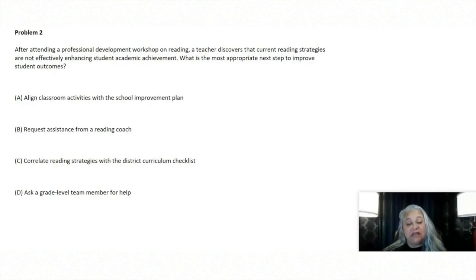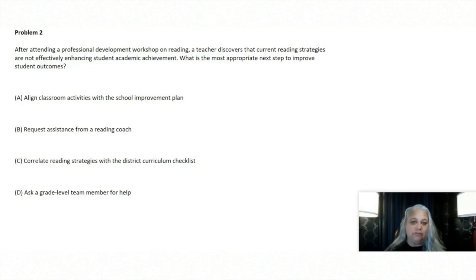Problem number 2 says, after attending a professional development workshop on reading, a teacher discovers that current reading strategies are not effectively enhancing student academic achievement. What is the most appropriate next step to improve student outcomes? Our choices are A, align classroom activities with the school improvement plan. B, request assistance from a reading coach. C, correlate reading strategies with the district curriculum checklist. And D, ask a grade level team member for help.